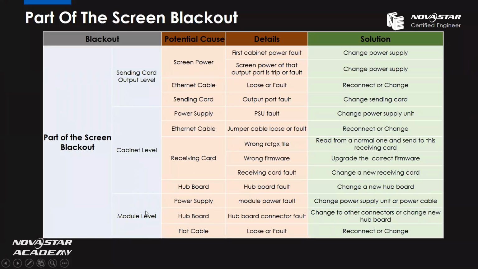Okay, for the third situation, the module level, the first important thing is to check the power supply. If there is something wrong, we change the power supply or the power cable. And for the hub board, if the hub board is disconnected or there is something wrong, we need to change to other connectors or change to a new hub board. And also the flat cable, it is the same as the Ethernet cable. If it is loose or there is something wrong, we need to reconnect or change another cable.